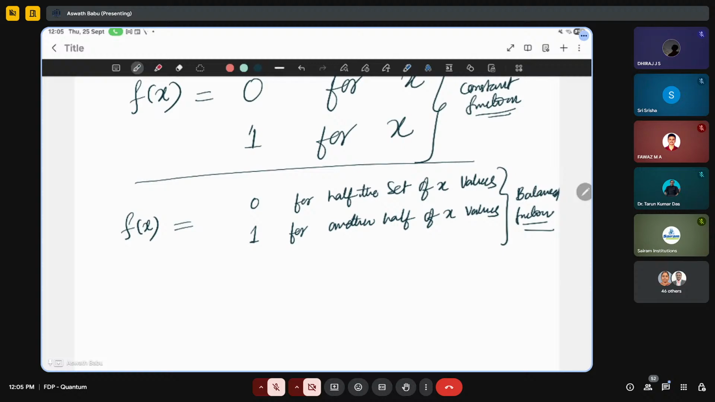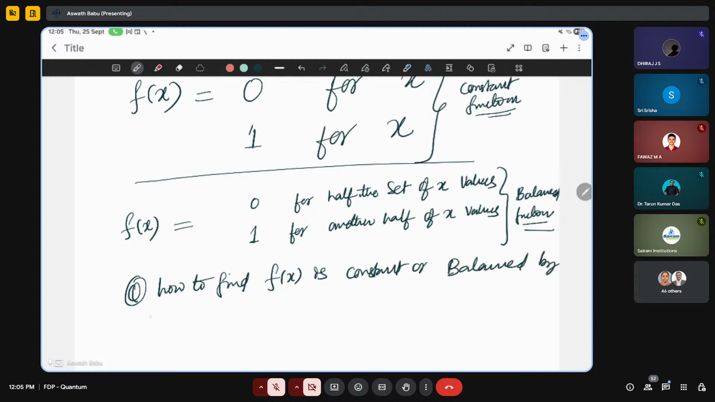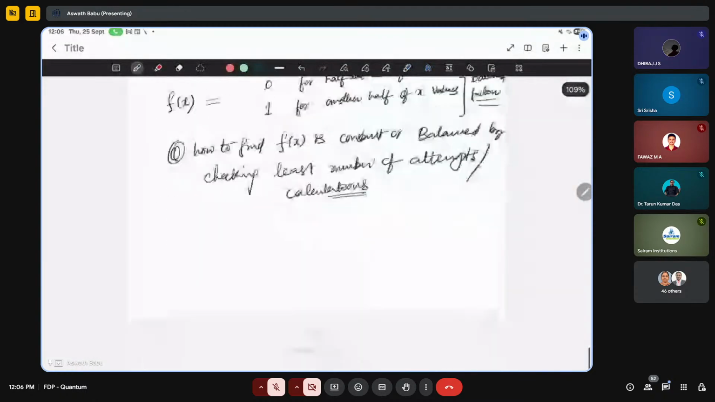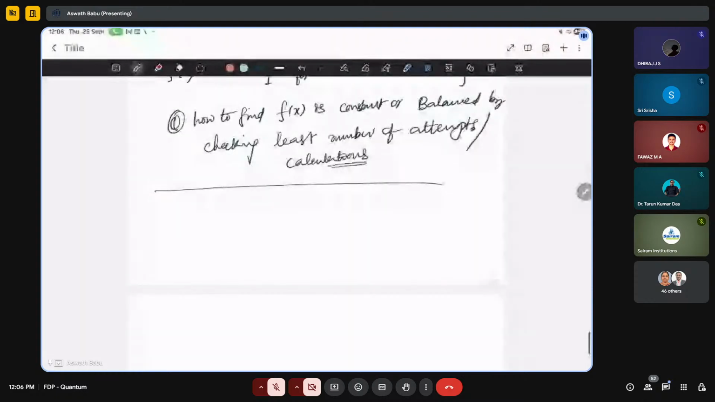Now the question is how to find whether f of x is constant or balanced by checking the least number of attempts and least number of calculations. Okay, right? So in general, what I would be needing is x values.